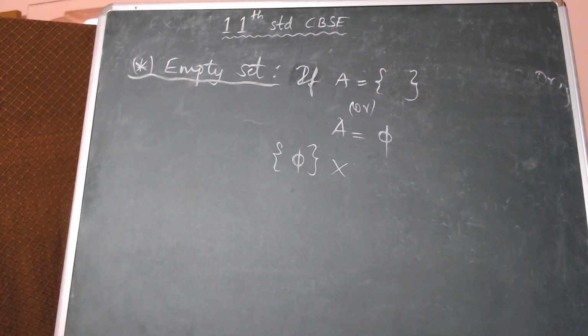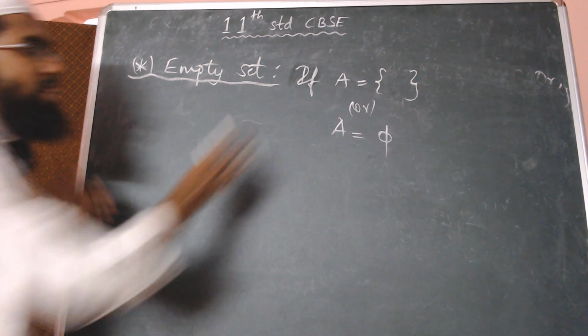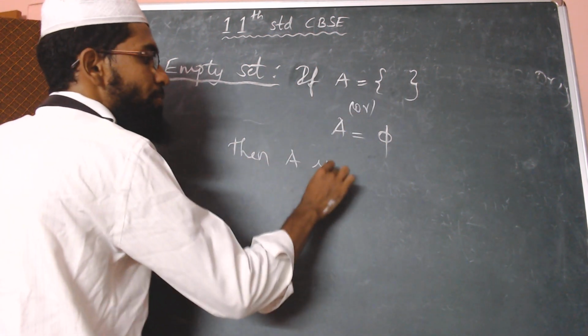Now getting into the next content. If A does not have any elements in it, then I can tell that A is an empty set.